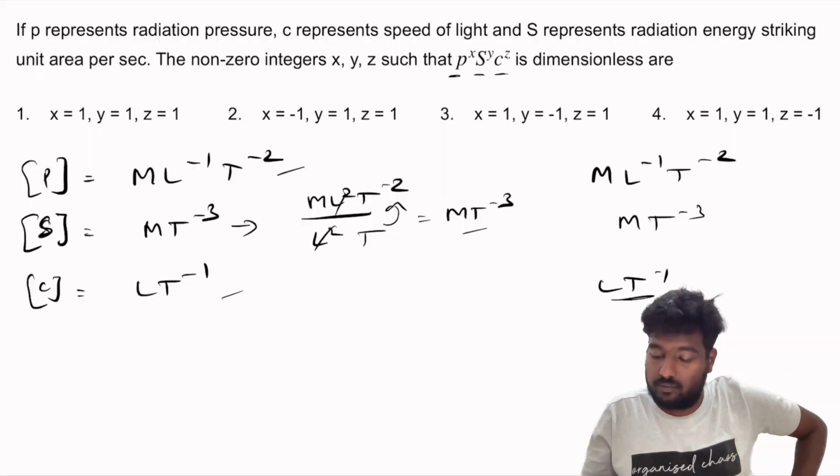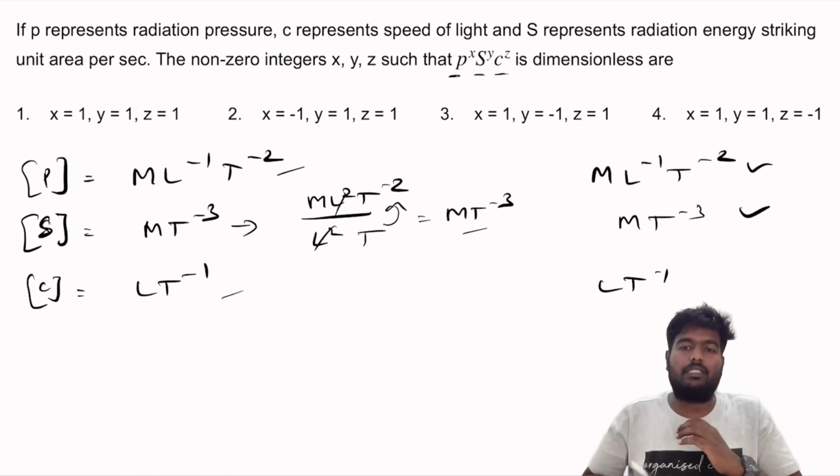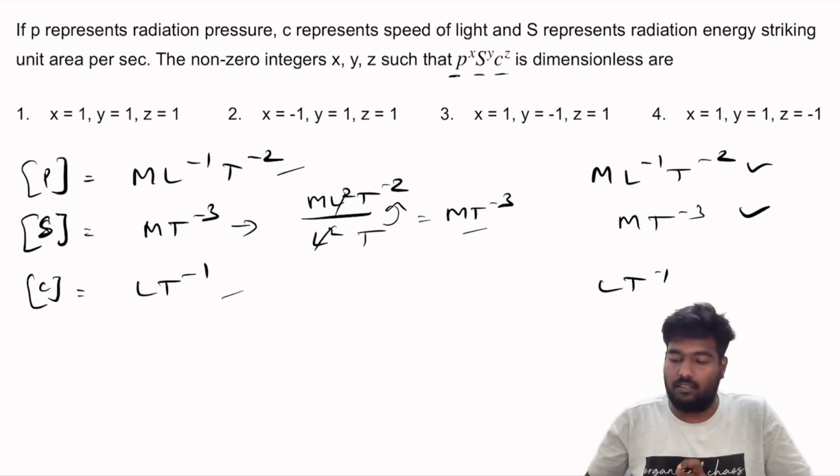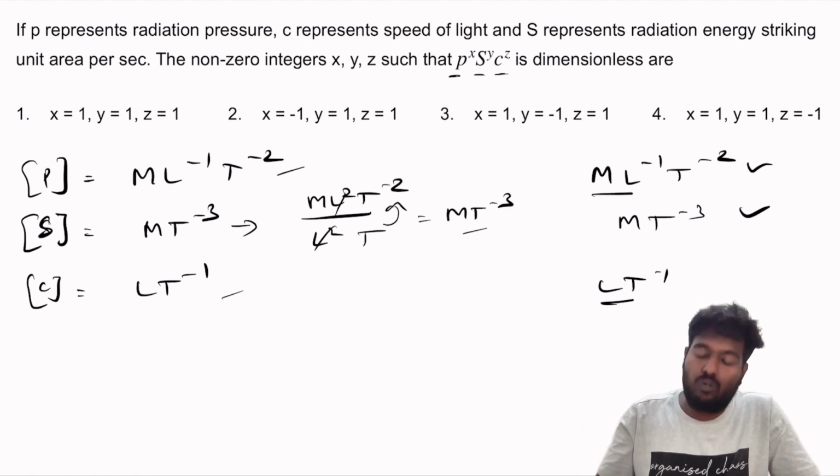So everything should cancel out. So we have, this and this should go opposite. They cannot multiply, they should divide, because both have m, the m will cancel out. And this and this go multiply because we have L inverse and L.